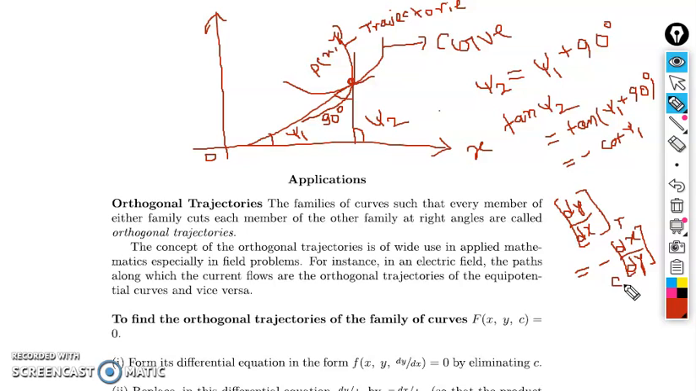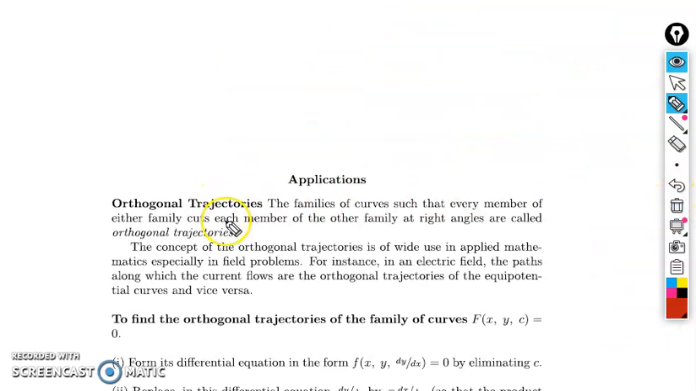Now we explain how I can find the trajectory of a family of curves, and what the field of application is. Here we give the original definition of the family of orthogonal trajectories. The orthogonal trajectory is represented by a family of curves such that every member of either family cuts each member of the other family at a right angle. We have already mentioned this concept; according to the geometrical structure, they are called orthogonal trajectories.